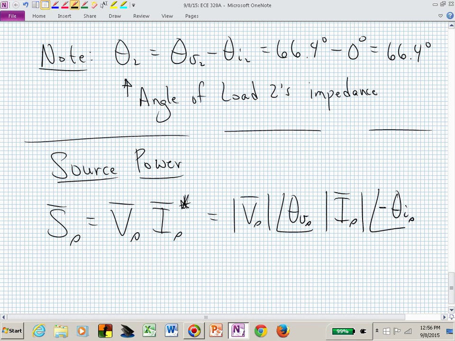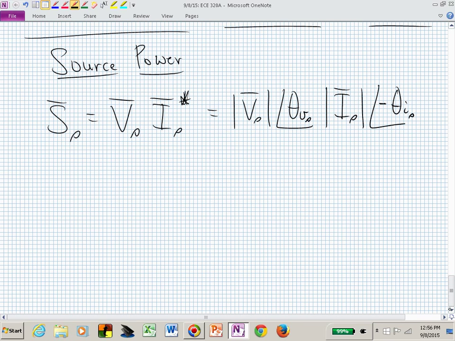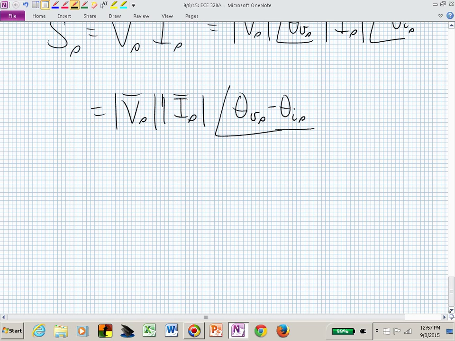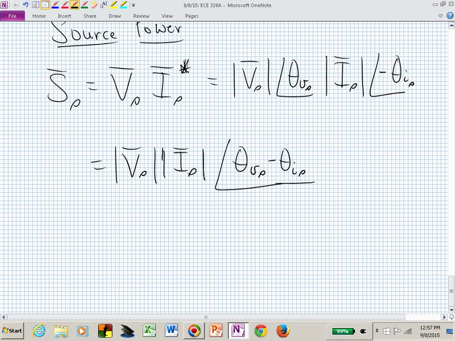If we knew the angle of our current, then we negate that to get the conjugate. That's all I've said here. Now we can combine or form the product of the magnitudes. We can combine the angles. The magnitudes just go as the product of those magnitudes, and the angles I just sum. And this particular angle you could think of as e to the j (theta V sub s minus theta I sub s). That angle sign with an angle in it is really a shorthand for e to the j theta, or e to the j x if you have the angle of x.